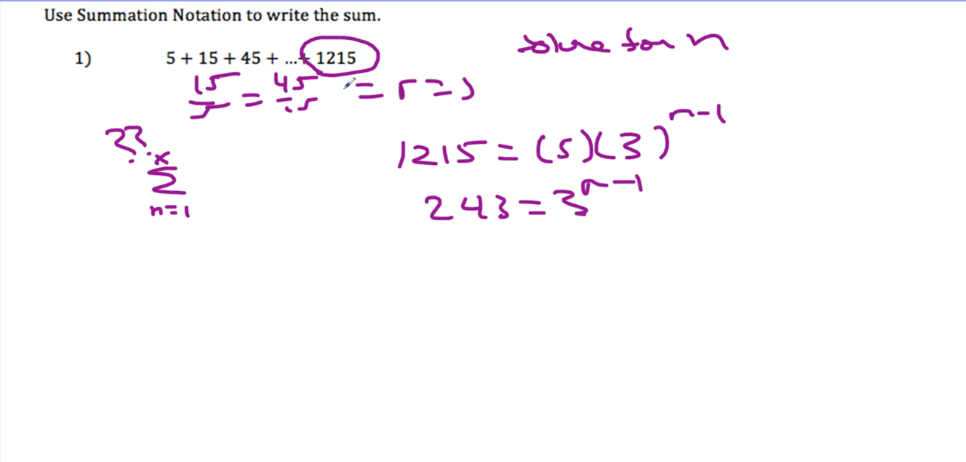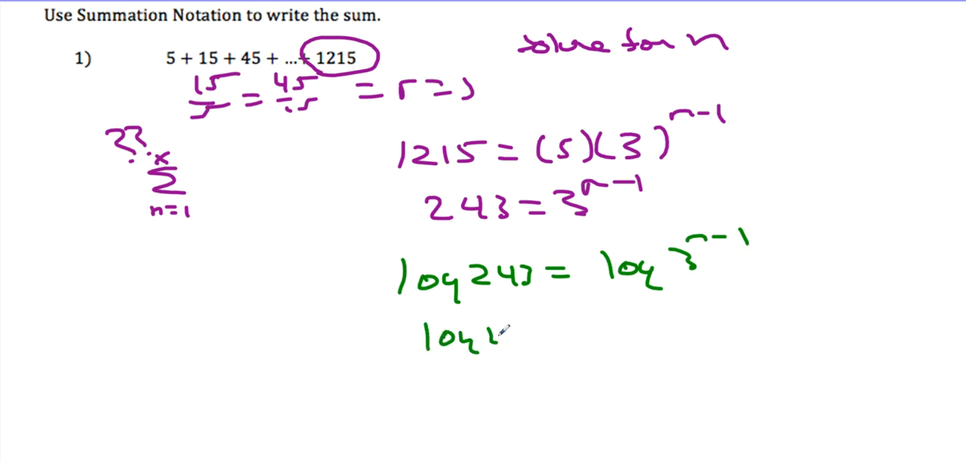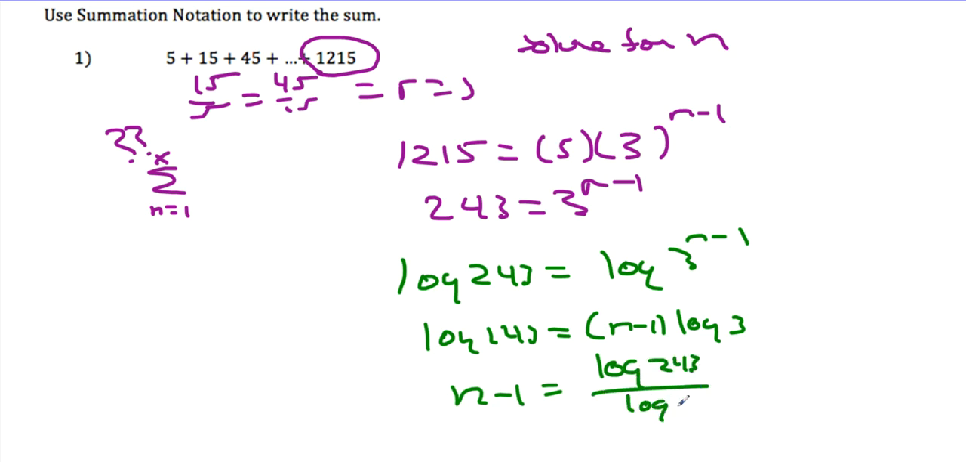If you don't know what the answer is, you're going to use logs. So I'm going to take the log on both sides. Log of 243 is equal to log of 3 to the n minus 1. That will come to the front using our log properties. Log 243 is equal to (n minus 1) times log of 3. I'm going to divide by log 3 on both sides, and I get n minus 1 is equal to log 243 over log of 3. You can put that in the calculator, and you're going to get 5. So n minus 1 is equal to 5. That gives n is equal to 6.